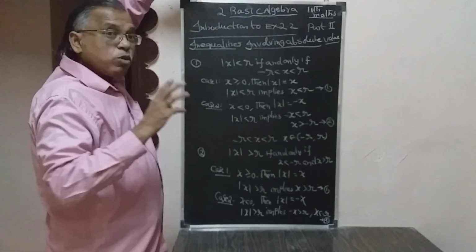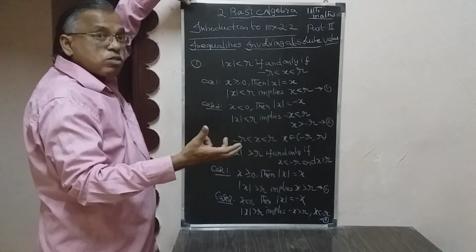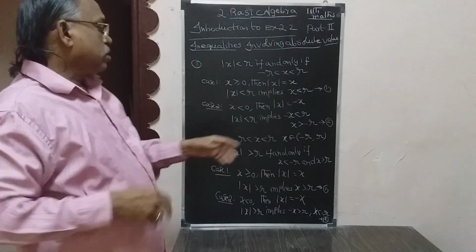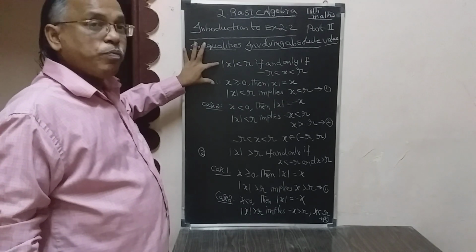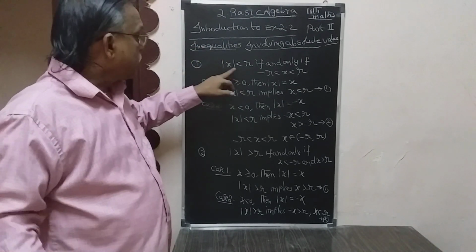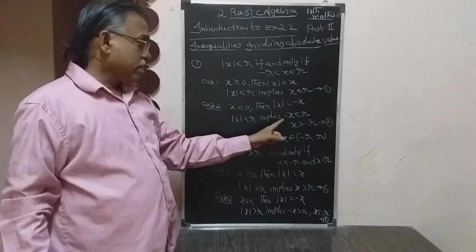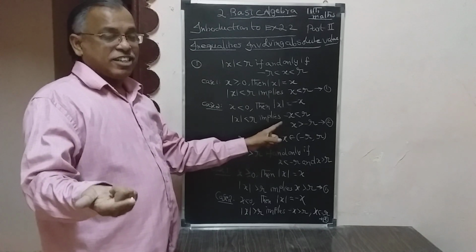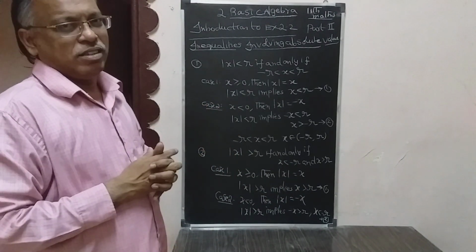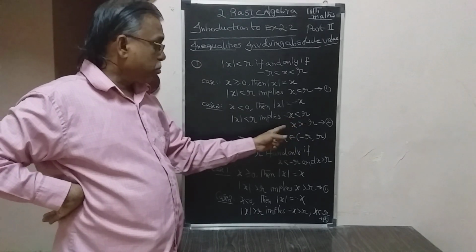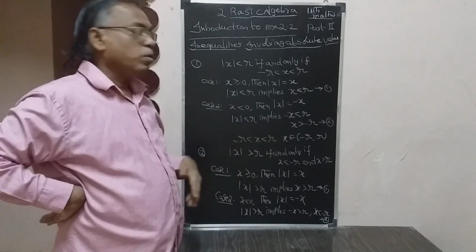Then case 2. What about the negative values of x? This is for positive values of x, but what about for negative values of x? When x less than 0, then mod x is equal to minus x, as per definition. So mod x less than r implies, instead of mod x, minus x less than r. Now if you multiply with a negative sign, inequality changes. That's what I told in the previous introduction part also. Students, you must cover the introduction part. That is very important. So minus x less than r means if you multiply the negative sign, this less than becomes greater than. So x greater than minus r.